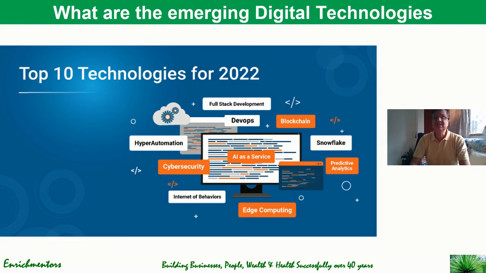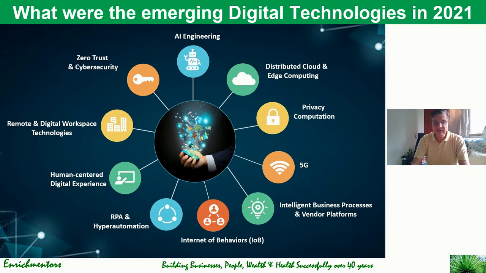While some of them did exist in 2021, if you look at the emerging digital technologies then, they were like AI engineering, zero trust, cybersecurity, remote and digital workplace technology, especially because of COVID, human centered digital experiences, robotic process automation, and hyper automation. IoB has still continued to evolve. Intelligent business processes and vendor platform, 5G, which is now becoming a reality, privacy computation, distributed cloud, and edge computing. So these were some of the technologies, and these will keep emerging and evolving as time progresses, because that's the nature of technologies that will develop in the digital world.